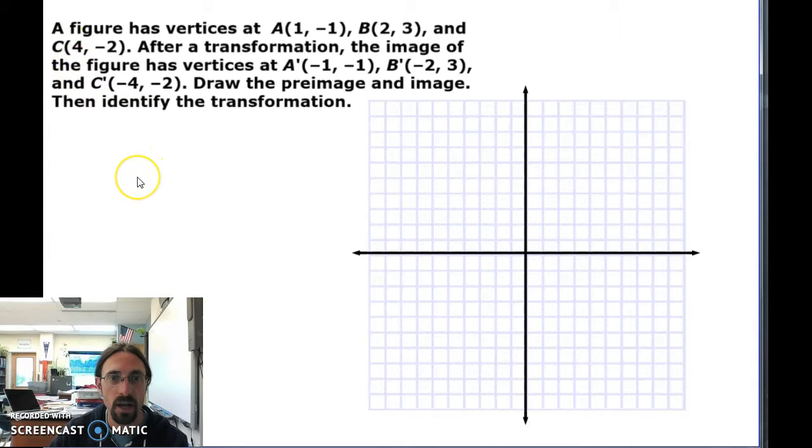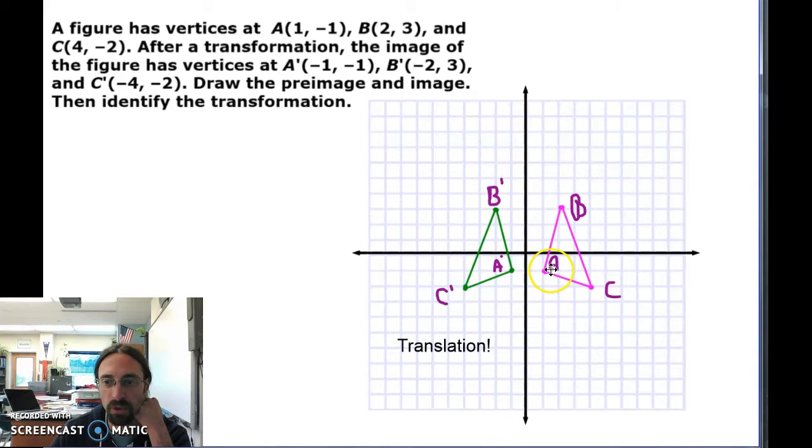Let's try it together. A figure has vertices at A(1, -1), B(2, 3), and C(4, -2). After a transformation, the image of the figure has vertices A prime, B prime, C prime. Draw the pre-image and image, then identify the transformation. Go ahead and try this on your own. Pause the video, and then I'll show you the results.